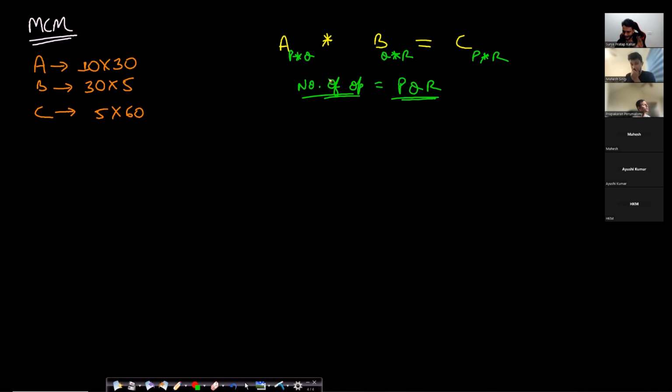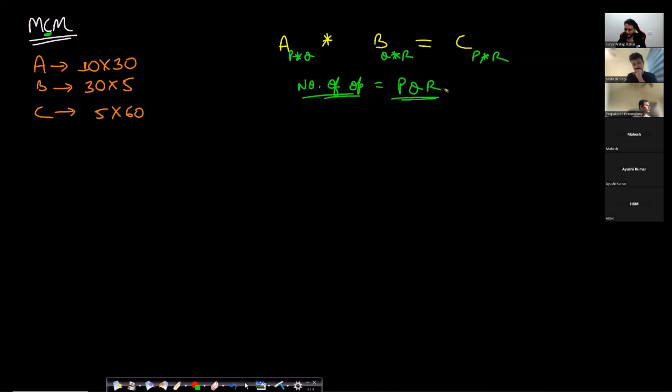But this is true. So I want to minimize the total added-up number of operations to calculate the multiplication of matrices. Why did I say chain? Chain means you can have many matrices in the form of a long chain, and you want to reduce it into a single matrix after multiplication, right? So that is called matrix chain multiplication.